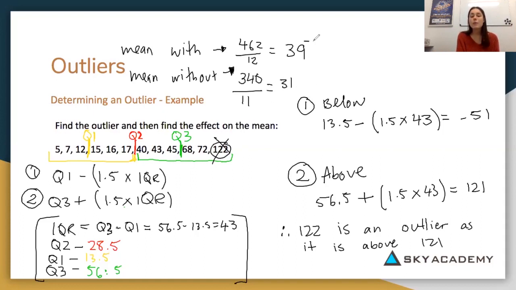Now when we're comparing the mean with the outlier to the mean without the outlier, we can see a difference of 8. And that means that the outlier had a huge effect on bringing the mean up. That's why it's important to calculate the outlier and consider what it means. The outlier had a huge effect on this small data set's mean, because we have a difference of 8. Without the outlier, we'd only have a mean of 31.